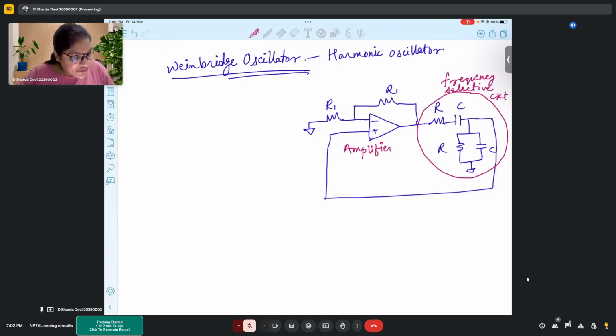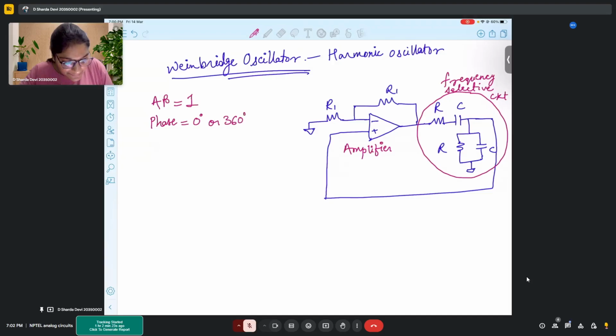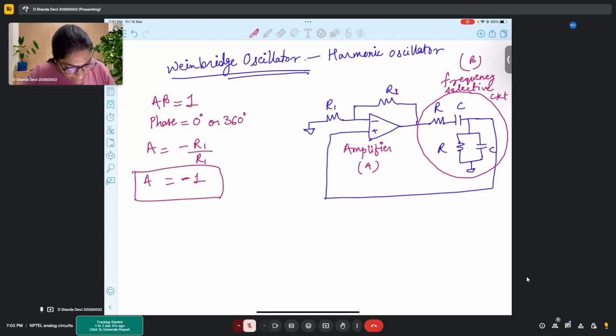So in the beginning only I mentioned, right? In an oscillator, we would have one amplifier followed by a frequency selective circuit. So the first thing we need to keep in mind is that A beta should be 1 and the phase should be 0 degrees or 360 degrees, right? So see, what is the gain over here? If I talk about A, that is the amplifier gain, and this is beta. So A, that is the amplifier gain, is minus R1 by R1. So this is minus 1. So the gain is minus 1.